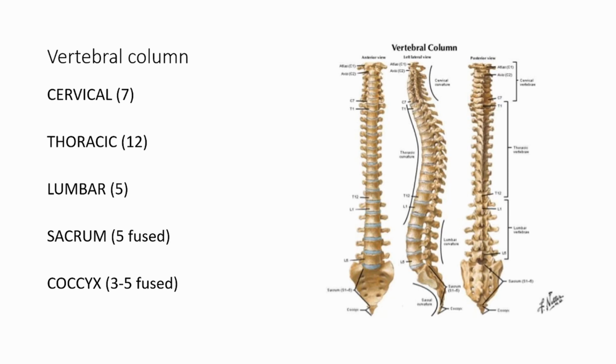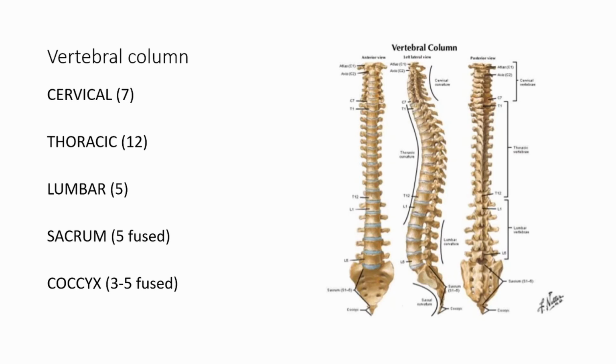Let's continue down the axial skeleton as we go to the vertebral column. Now, the vertebral column is made up of several vertebrae, and we can break those vertebrae down into categories. The cervical region, the thoracic region, the lumbar region, and then the sacrum and the coccyx.